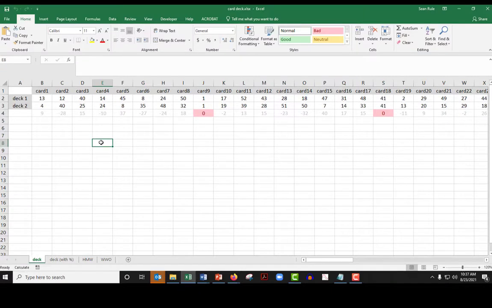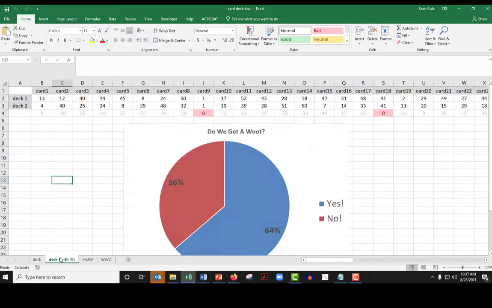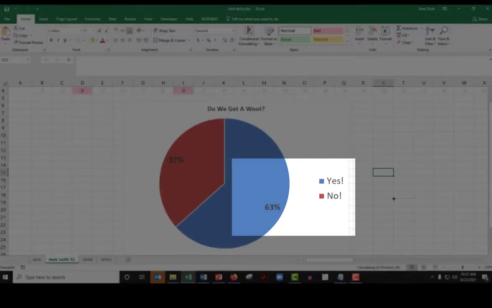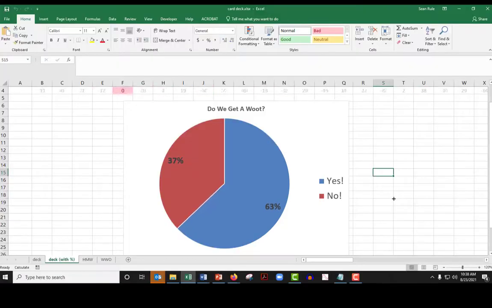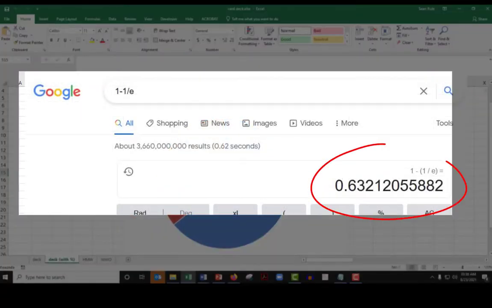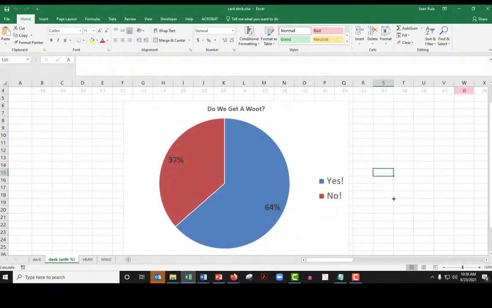Honestly, that's beyond the scope of what Math 105 does. What I want them to do is be able to interpret data. Like, for example, there's the cumulative responses. So 64% of the time. And if I remember correctly from the math I did, the chance of getting a Woot ends up being 1 minus 1 over e, due to some really fun limiting factors, which is super rad. But the important thing is to get them looking at these graphs.